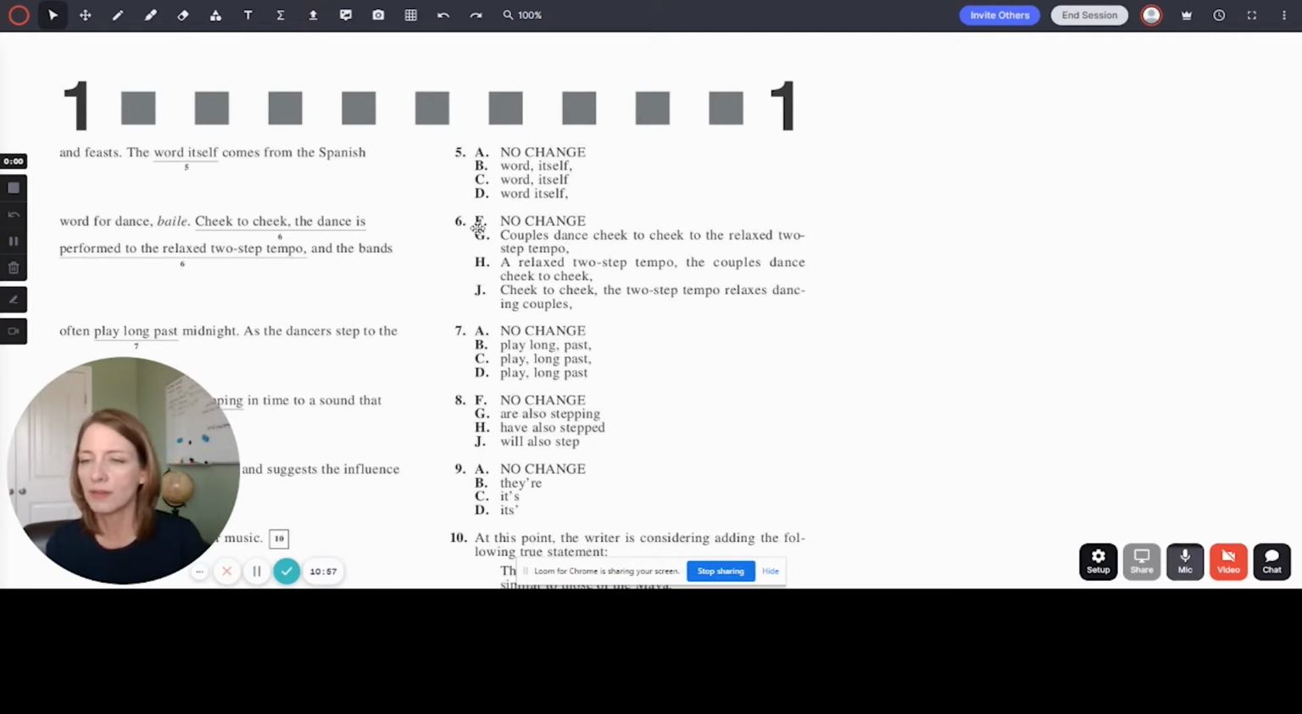Okay. So here, let me get on number 5. Let me give you a little grammar tip here. On B, in the past, I would have been tempted with B, the word, itself, because I would think, oh, itself. It's not necessary. The word comes from the Spanish word for dance, baile. But whenever you see a pronoun that's emphasizing the word right in front of it, so if I said the president himself, the word itself. So the answer is going to be A.